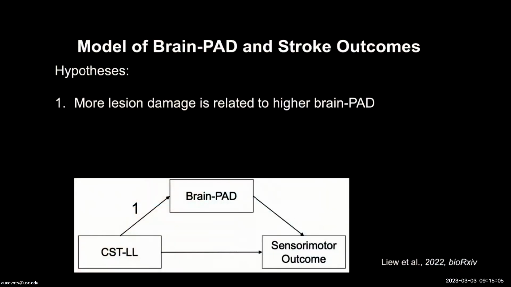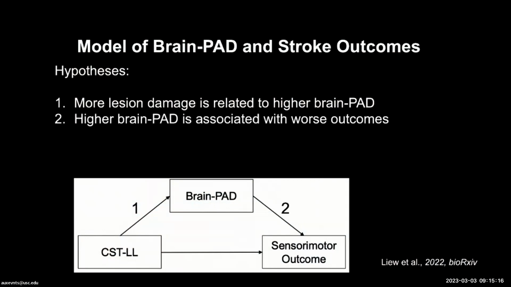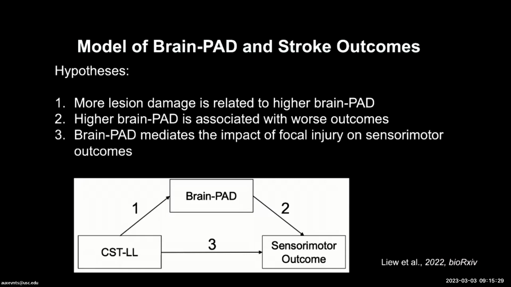To do this, we did a mediation analysis, and we specifically hypothesized that more lesion damage, as indexed by corticospinal tract lesion load, should be related to a higher brain PAD. That is, when there's focal damage, that should also have downstream effects on the entire brain. That higher brain PAD should be associated with worse outcomes. The way I think of it is the less resources you have, the worse the outcome and recovery is. And then third is that brain PAD as a global measure should actually mediate the impact of focal injury. We think that this maybe explains some of the variance that has been regularly attributed to focal measures.